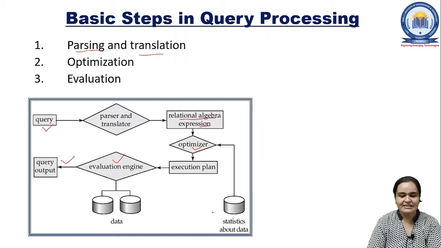Whatever statistics we have about the data, we give to the optimizer in order to optimize the relational algebra expression passed by the parser and translator. So the basic steps of query processing are parsing and translation, after that we optimize the query, and at the last we evaluate the query.